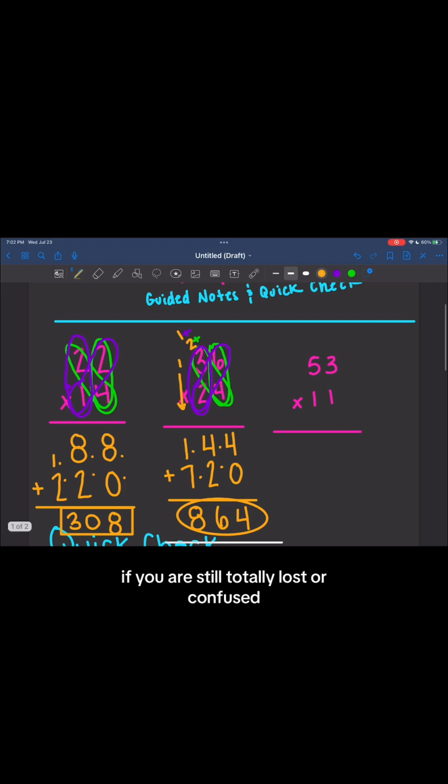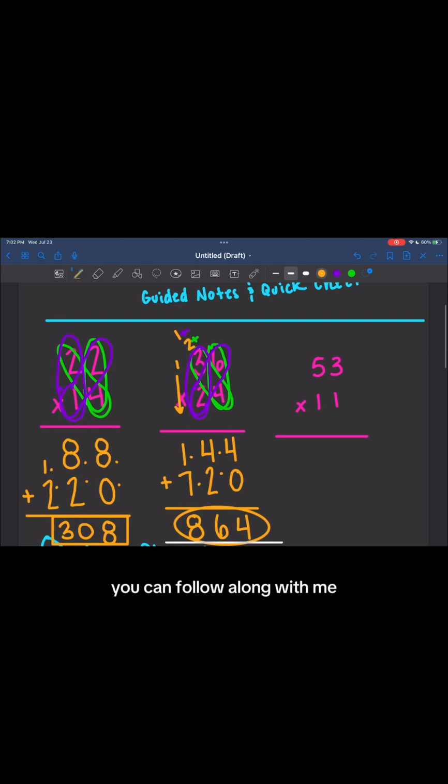Now this last one, I would like you to pause it and try by yourself. If you are still totally lost or confused, you can follow along with me, but I would like you to try this one by yourself. I'm going to start. If you're lost, follow along with me.